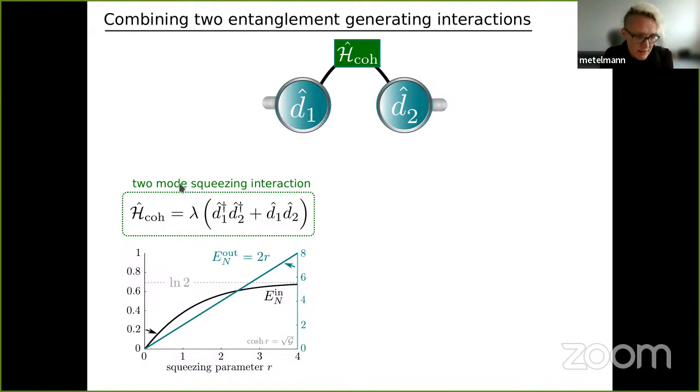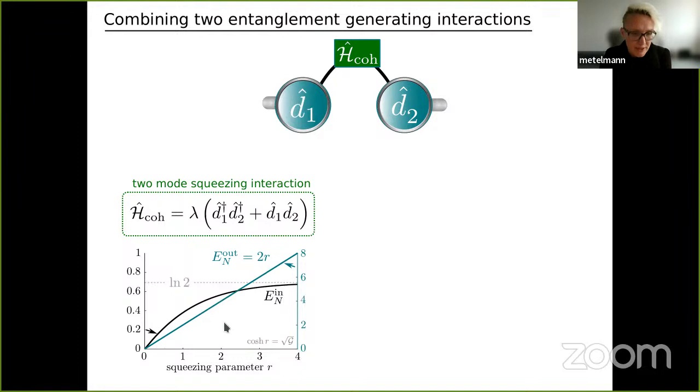You have entanglement, and you have to have a measure which tells you if you have entanglement, how entangled you are, and how robust the entanglement is. Here you can have it as a function of a squeezing parameter. You see two lines. The black one depicts the intra-cavity entanglement, so just the entanglement inside of the two modes. And here we actually have a bound, the ln 2 bound, so you cannot go beyond that value. In contrast, for the photons coming out of your system, which are entangled, you can have exponential growth, where the squeezing parameter is then linear with a factor of two. So this is the coherent interaction.